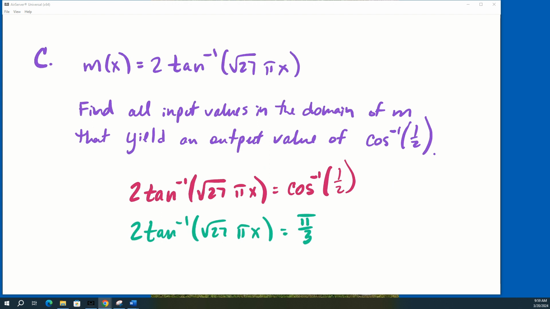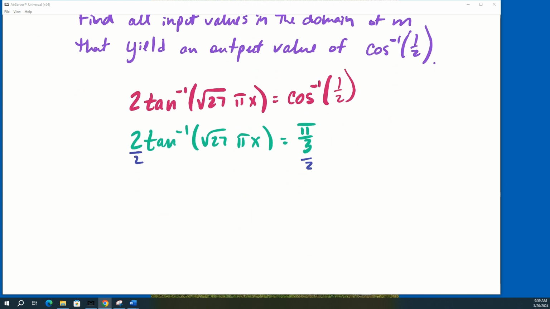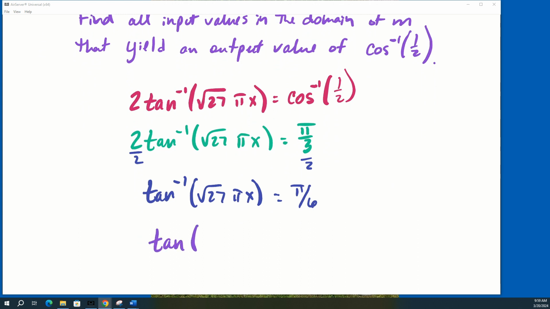All right, now we need to solve this for x. So there's a few steps to do that. The first thing you would do would be to divide by that 2. Okay. And then we can write this as a tangent expression. So right now it's an inverse tangent, but we can write it as tangent, and we could say that the tangent of pi over 6 is equal to the square root of 27 pi x.